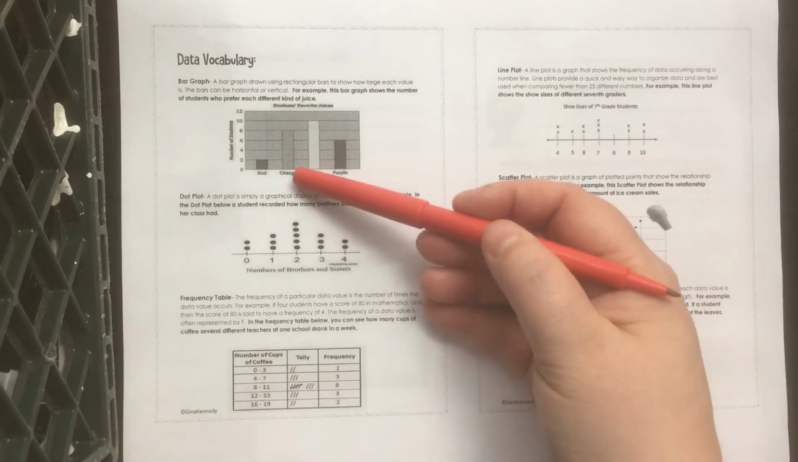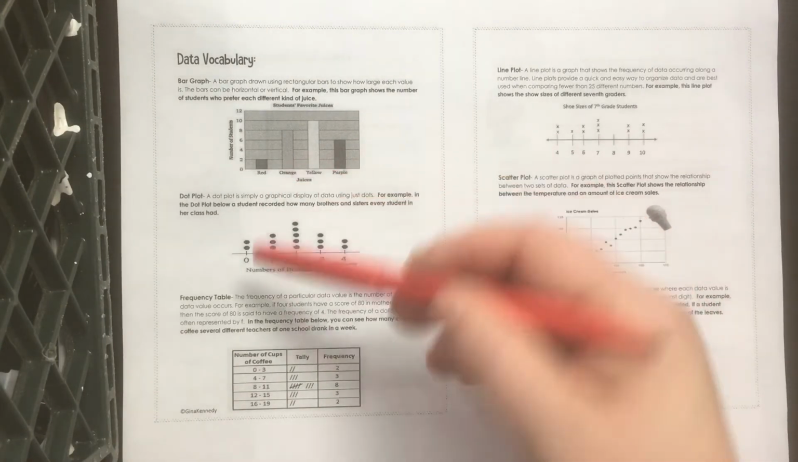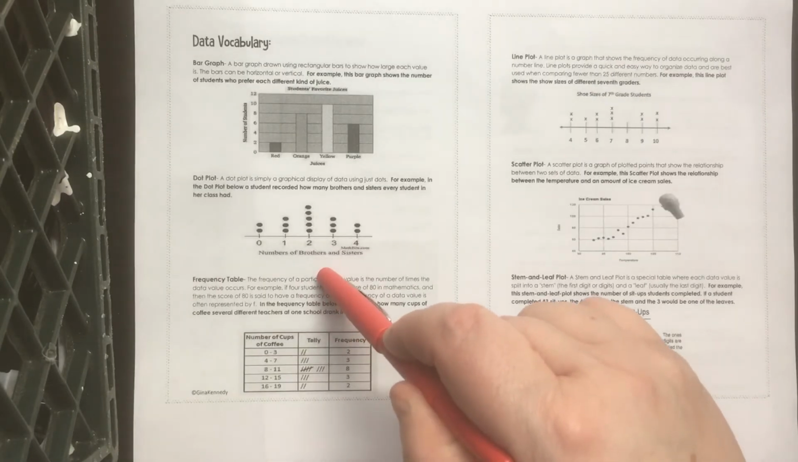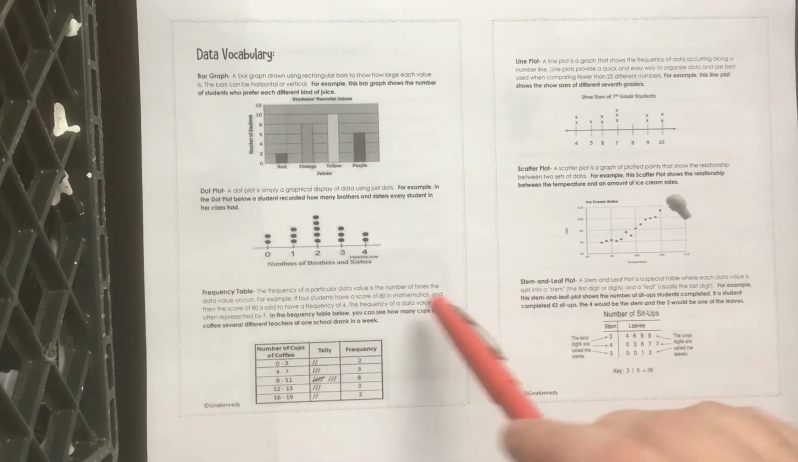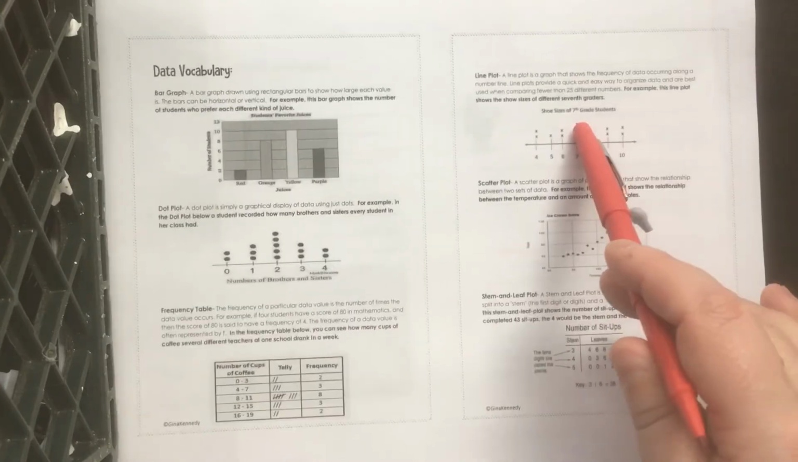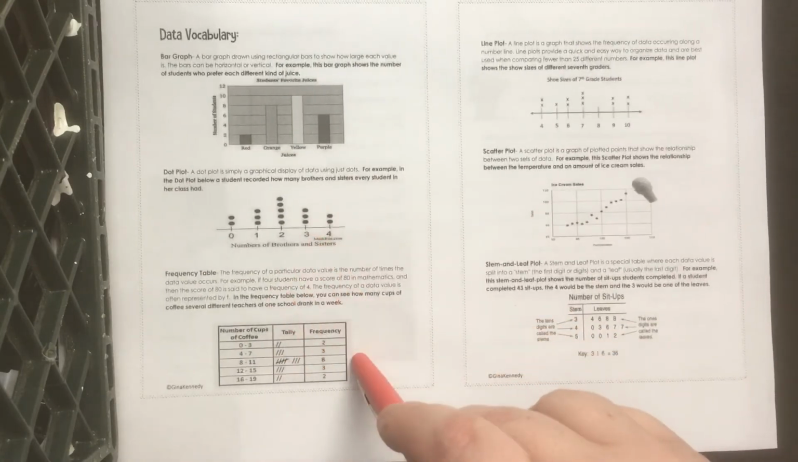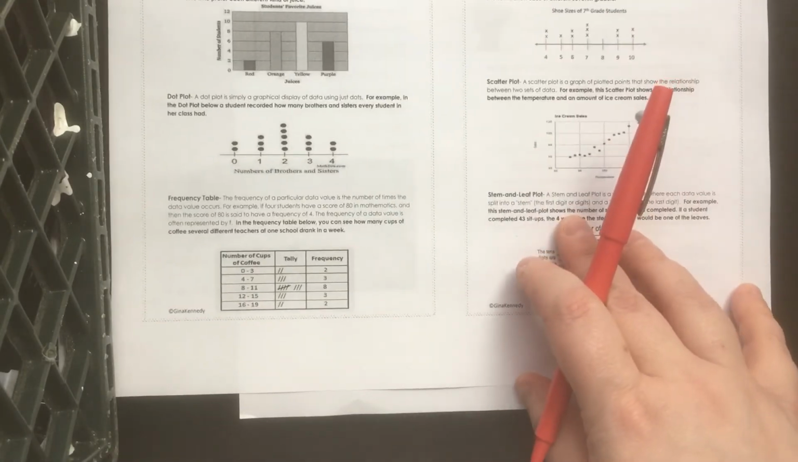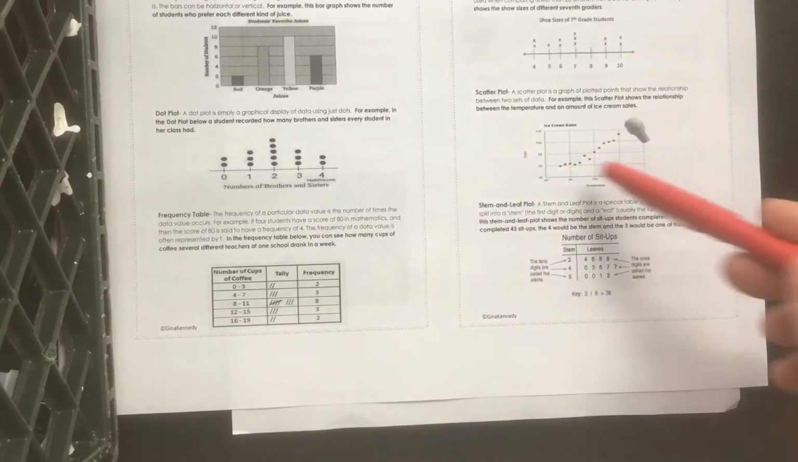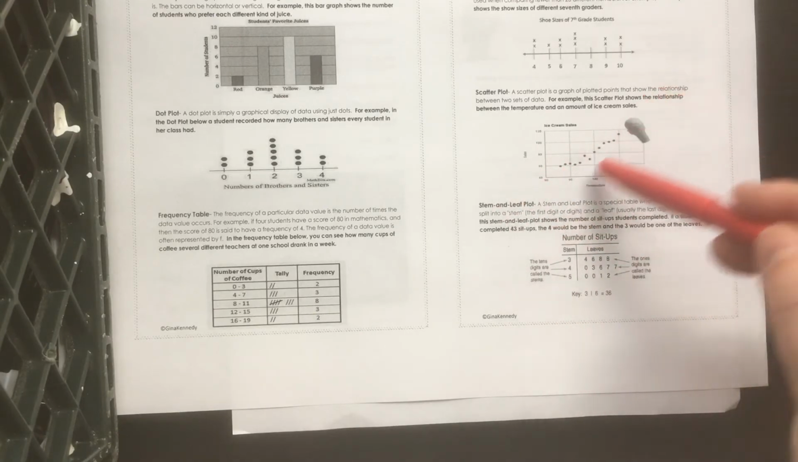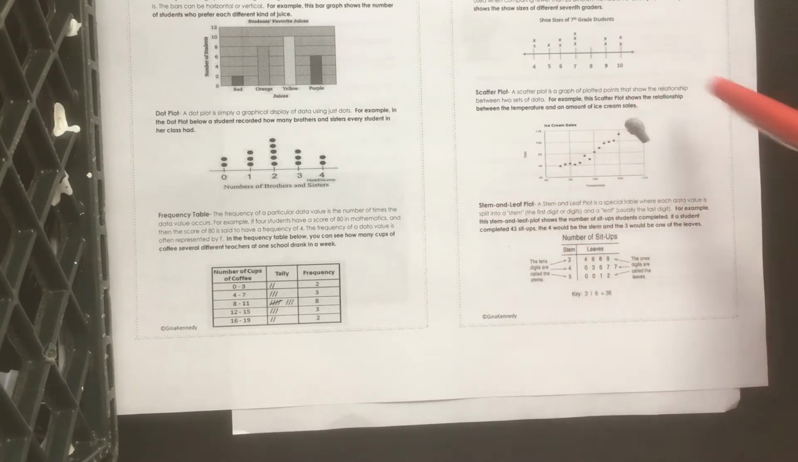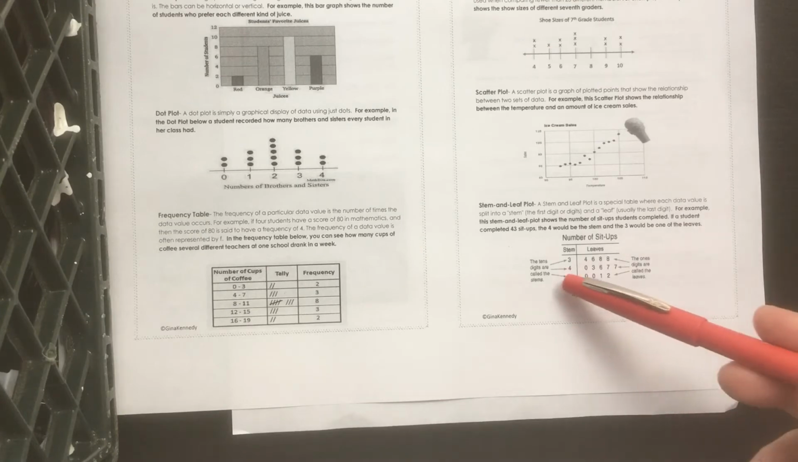So we have the bar graph. We've done this a bunch. The dot plot. We have done, the dot plot is very, very similar to the line plot. The frequency table. The scatter plot, which is just, if you connected it, would be a line plot. And the stem and leaf plot.